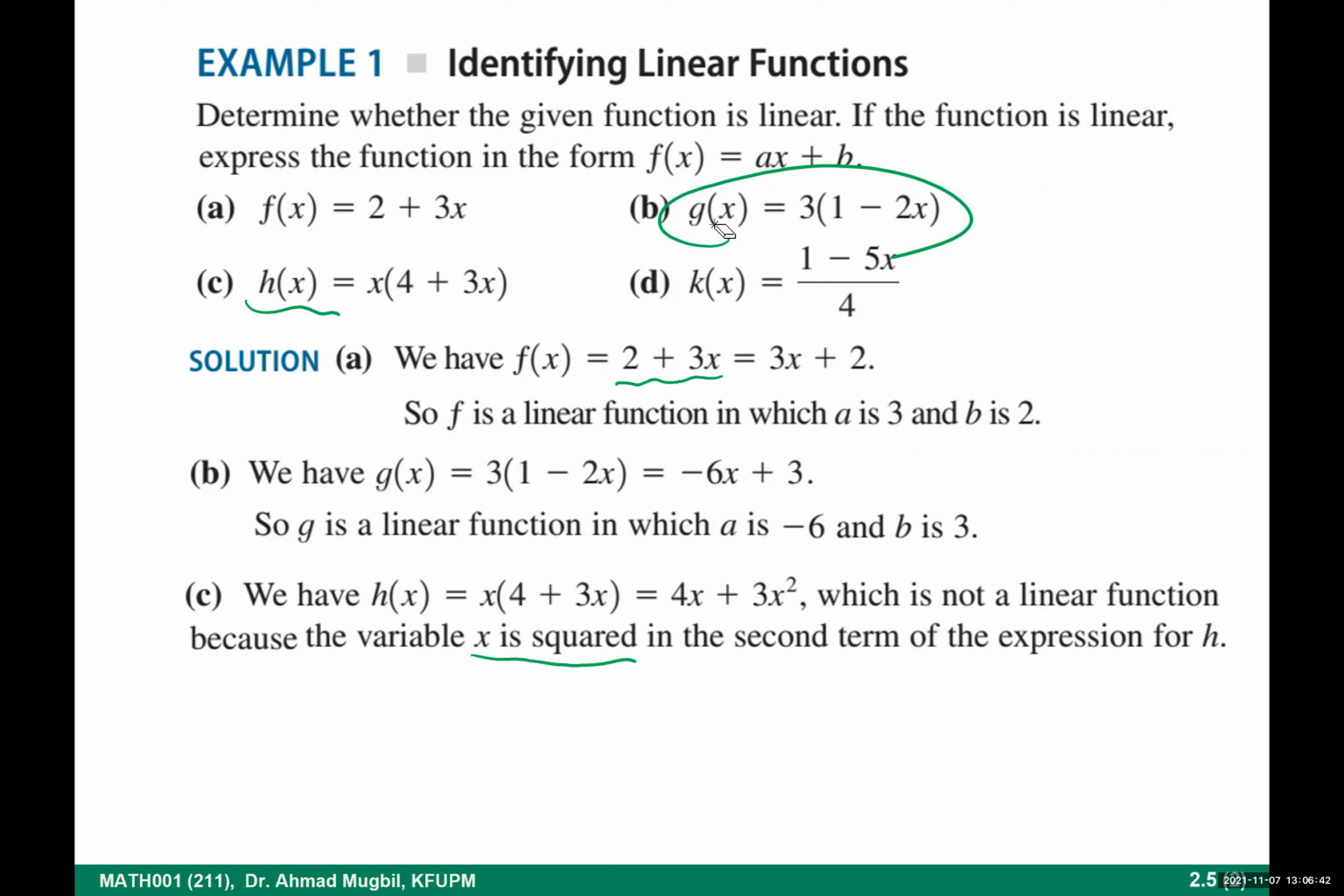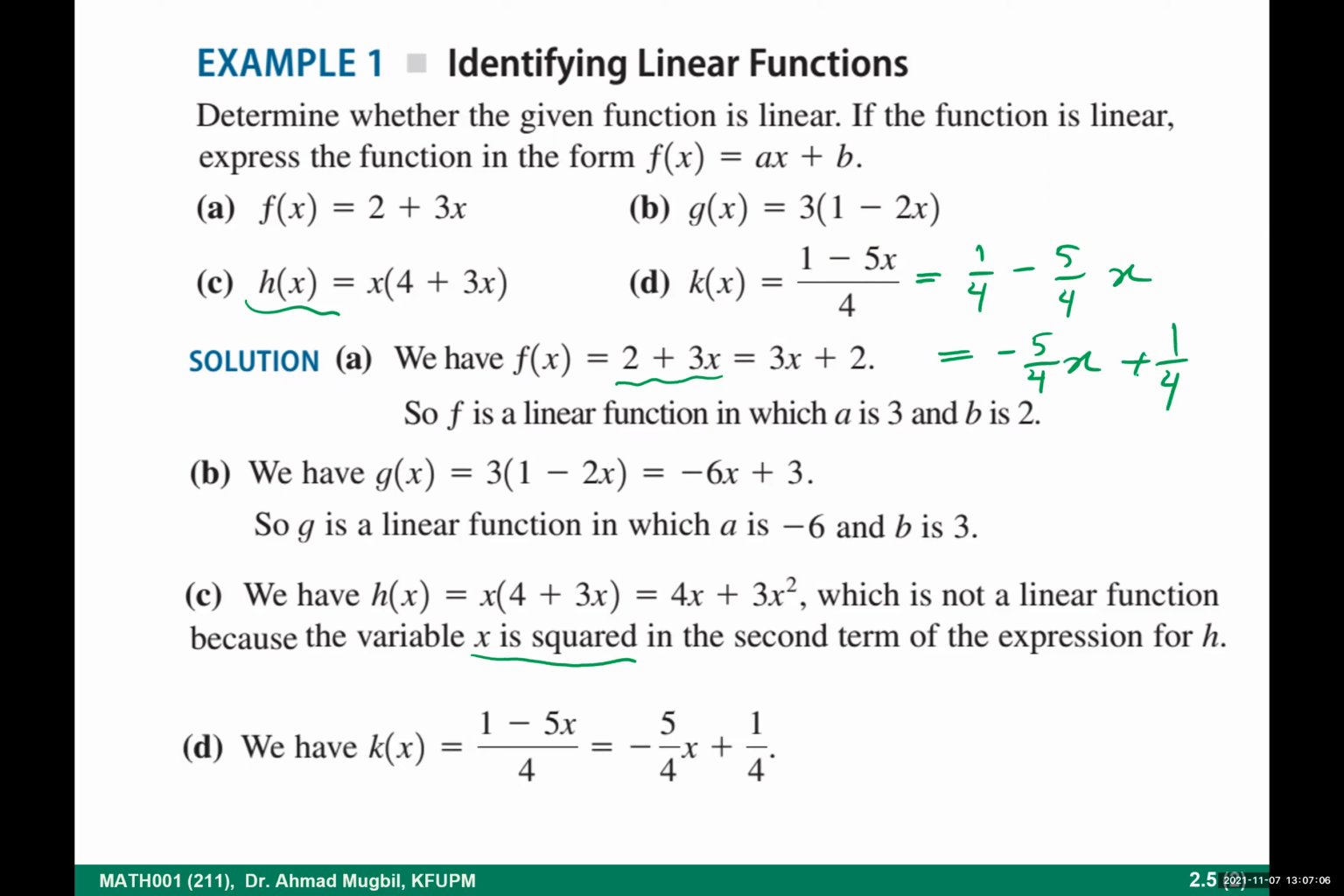What about the last one, the function k of x? This is linear. X is raised to the power 1, and it is a polynomial of degree 1. If you simplify it, it will be 1 over 4 minus 5 over 4x. Rearranging the terms, it will be negative 5 over 4x plus 1 over 4. And this is how to write it in the standard form.